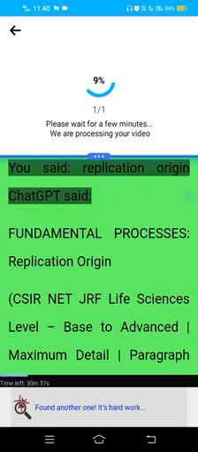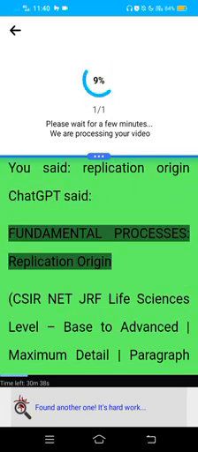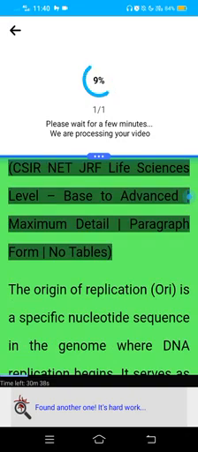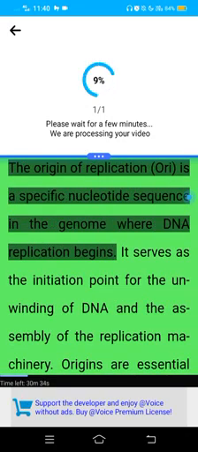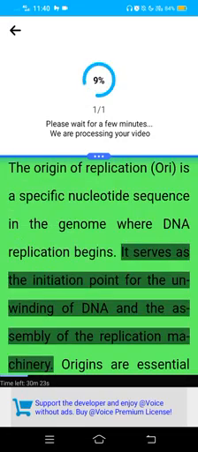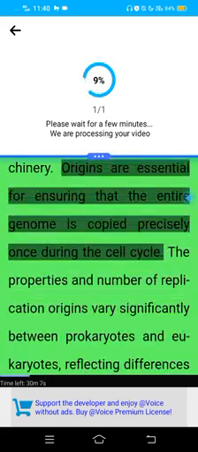Replication origin. Fundamental processes, replication origin, CSIR-NET JRF Life Sciences level, basic to advanced, maximum detail, paragraph form, no tables. The origin of replication, ORI, is a specific nucleotide sequence in the genome where DNA replication begins. It serves as the initiation point for the unwinding of DNA and the assembly of the replication machinery. Origins are essential for ensuring that the entire genome is copied precisely once during the cell cycle.